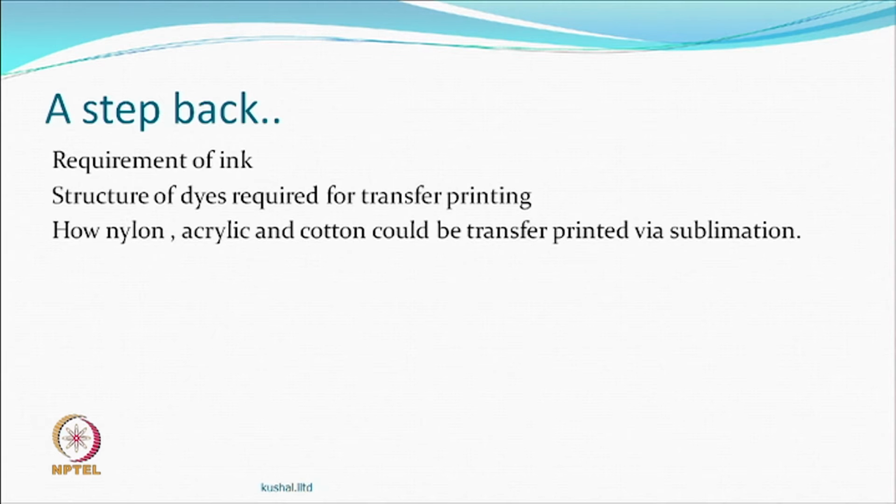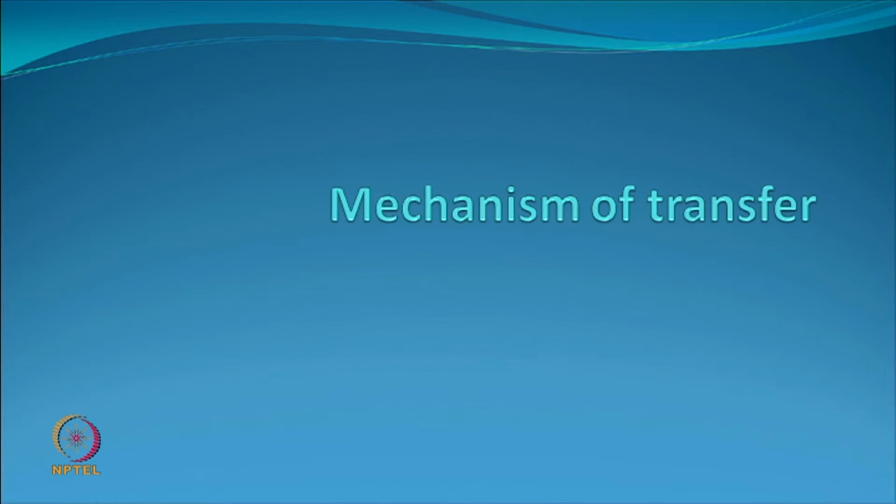So, stepping back, we understood that there is a requirement of ink. It would have some solvent which is relevant to the technology. There may be a binder which will be relevant for fixing, and also various types of dyes can be used for transfer printing, disperse of course, and various other fibers, nylon, acrylic, cotton also could be transfer printed via sublimation printing. So, at the moment we are still on sublimation transfer printing and not on any other transfer. So, we go to the mechanism of transfer.